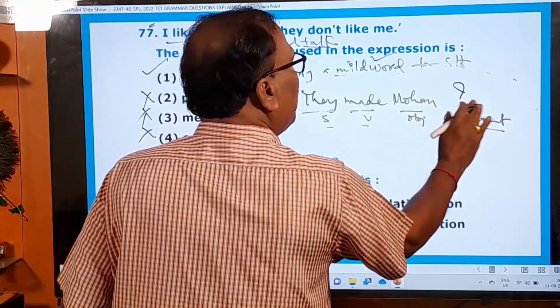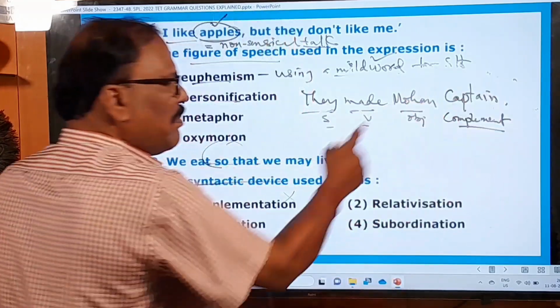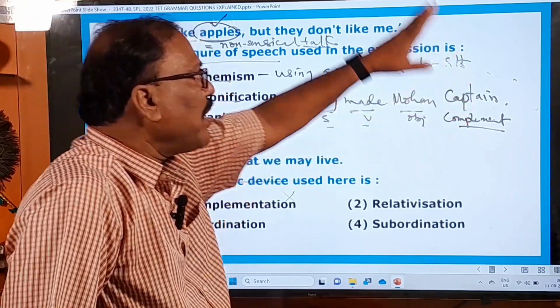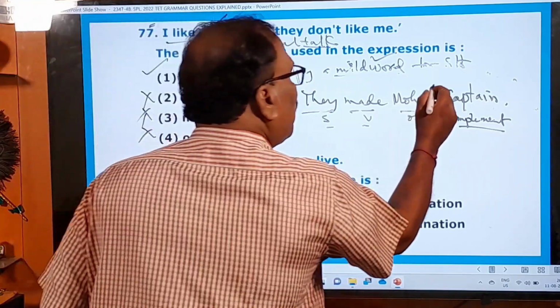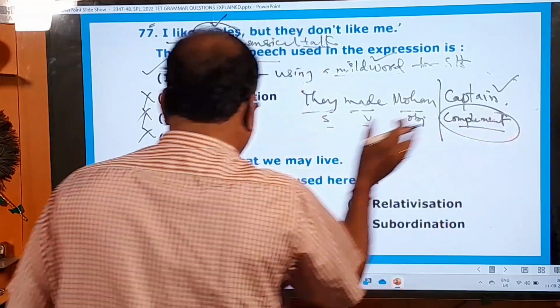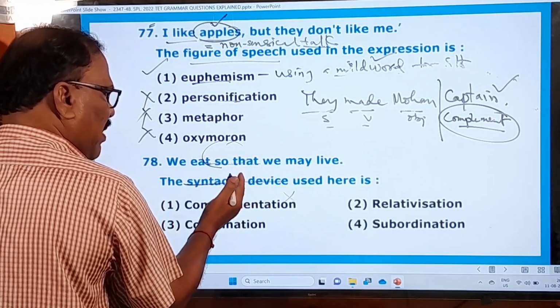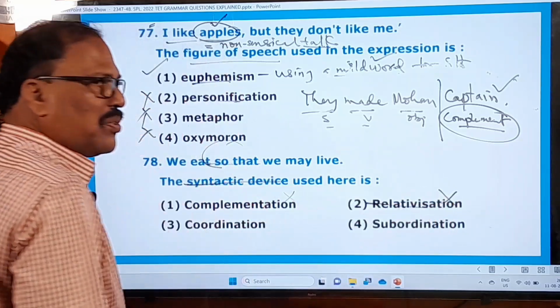ఇప్పుడు చూడండి, దే మేడ్ మోహన్ క్యాప్టెన్. నౌ యు సీ ద మీనింగ్ ఆఫ్ దిస్. దే మేడ్ మోహన్ క్యాప్టెన్. వారు మోహన్ను క్యాప్టెన్ గా చేశారు. ఇట్స్ గివింగ్ ఫుల్ మీనింగ్. ఇలా అర్థాన్ని పూరించడానికి వచ్చినటువంటి ఈ మాటను కాంప్లిమెంట్ అంటారు. కాంప్లిమెంటేషన్ అంటే అర్థమైంది కదా. మరి ఇక్కడ సో దట్ వీ మే లివ్ అని కాంప్లిమెంట్ గా వాడారా? నో. రిలేటివైజేషన్, ఇది రిలేటివ్ ప్రొనౌన్? నో. రిలేటివ్ ప్రొనౌన్స్ యు నో వెరీ వెల్.